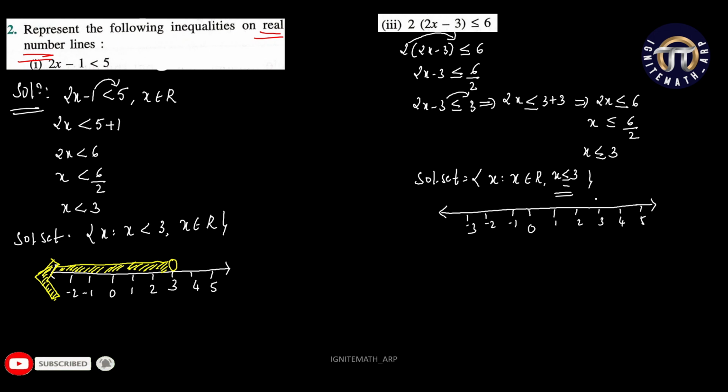So now again I will take the digit 3. I will draw the circle on 3. Observe this, it says smaller than or equal to. That's why I will darken this. I will darken this 3. Clear? Then smaller than means what? Towards the left side I will draw like this.